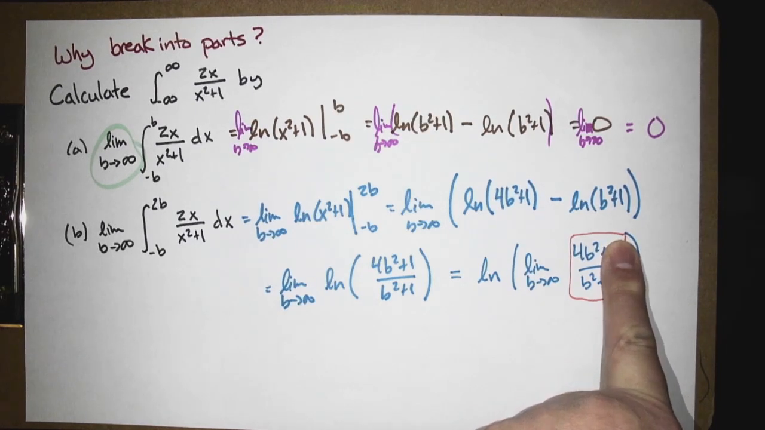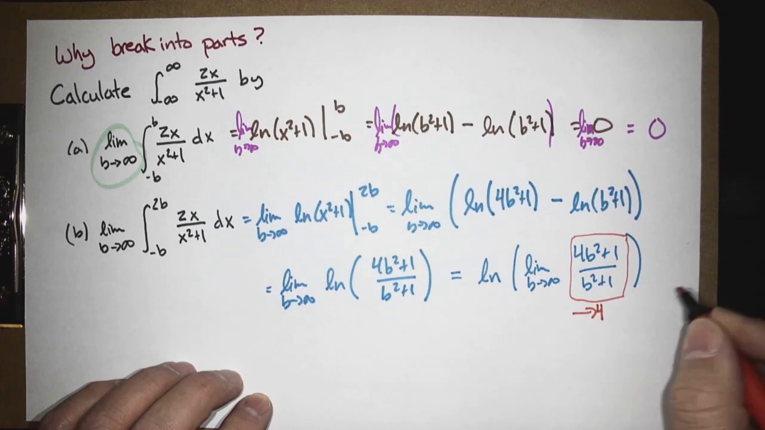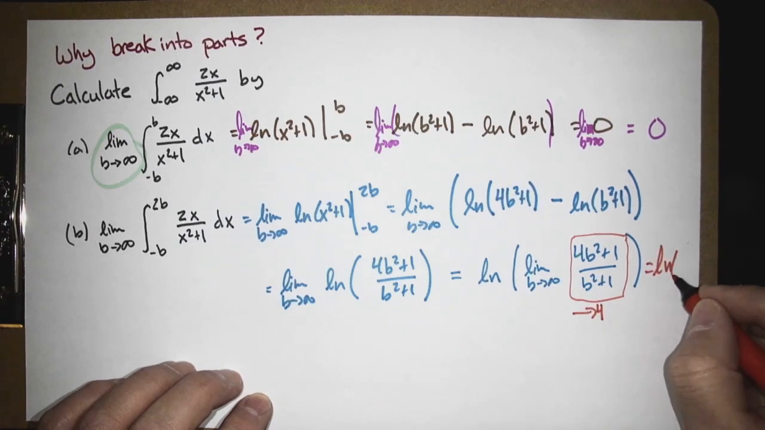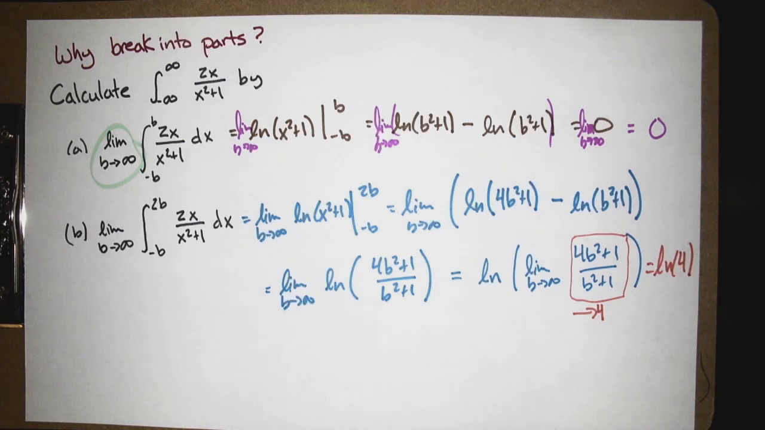What's happening? 4b squared over b squared. What is that? 4. So this goes to 4. So what we have is log of 4. Now, we may not know a lot about log of 4, but there is one thing we do know, is it's not 0.